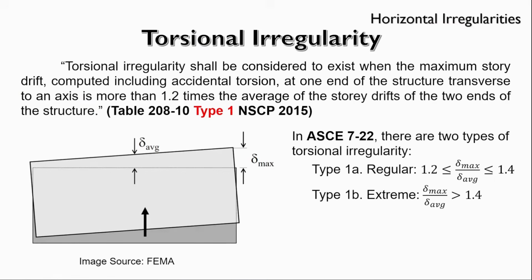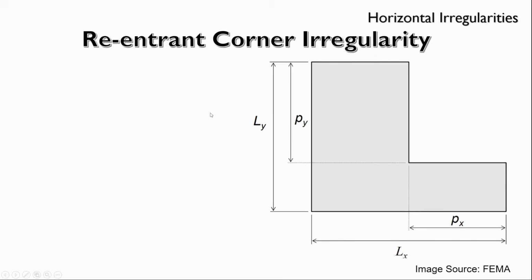Okay, now let's go back here. So next, our horizontal irregularity. We call it horizontal because it's all about the plans, the floor plans, the floor framing plans. That is why it's called horizontal irregularities. Earlier, we called it vertical irregularities because it's between the different floors, so it's for the elevation plan. So, what is the re-entrant corner irregularity?